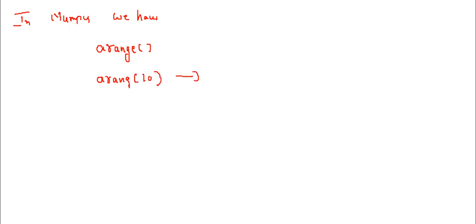In a similar fashion, in NumPy also, we have the arange method. It is similar to the range function in Python. So here, if you write arange of some integer, it gives the elements from 0 to n minus 1. That means 0 to 9 elements will be generated.